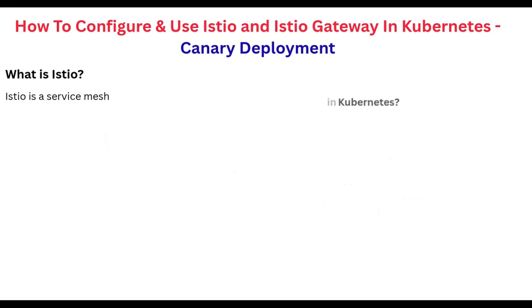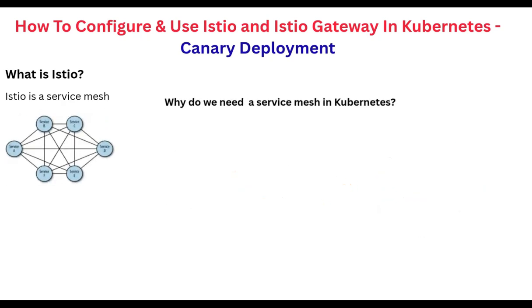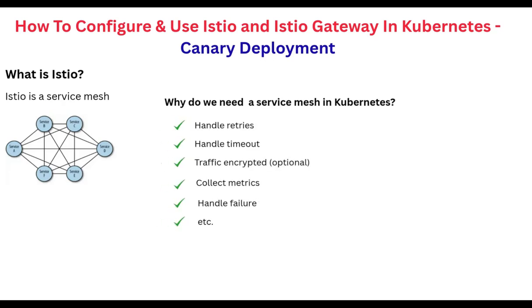Now, why do we need a service mesh in Kubernetes? In a microservice architecture, you can have dozens and even hundreds of services talking to each other. And here's the issue. Every service has to handle retries. Every service has to handle timeouts. The traffic needs to be encrypted amongst the services. You need to authenticate requests. You need to collect metrics for observability. You need to handle failures and a lot more.